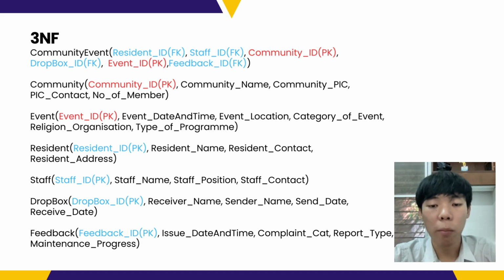And same as Dropbox ID as primary key for Dropbox, and the attributes are receiver name, sender name, send date, receive date. And also the feedback ID as primary key for feedback, and its attributes are issue date and time, complaint category, report type, maintenance progress. That's all from me. Thank you.